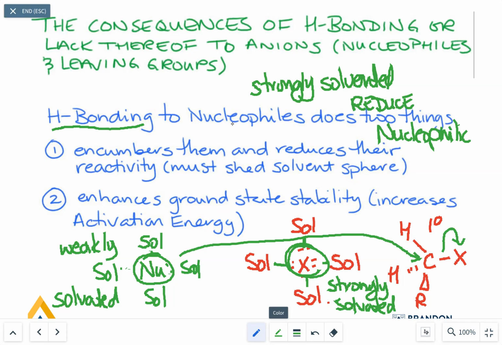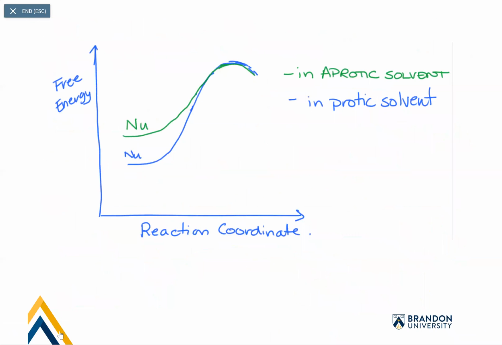So we can basically depict this in an energy diagram, which is what these words here are trying to say. So hydrogen bonding to a nucleophile does two things. It encumbers the nucleophile and it reduces the reactivity. So a bunch of solvent hanging around you really tightly can make it harder to attack. The second point, though, is that because the solvent is surrounding you, it's actually making your ground state stability lower. So the next slide basically is trying to show this.